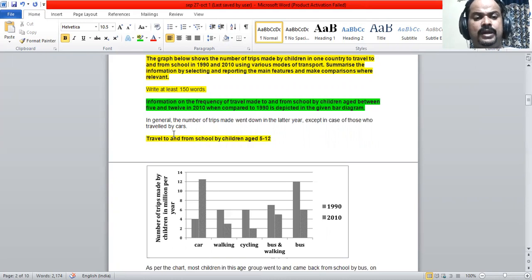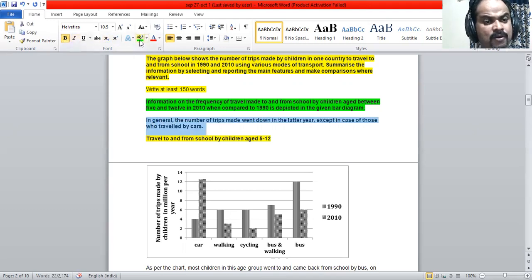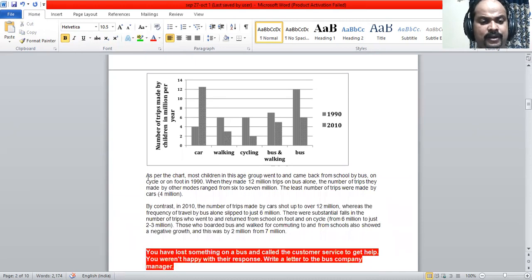So in general, the number of trips made went down in the latter year, except in case of those who travel by cars. That's it. We have completed the overview. Now we can see the first paragraph.